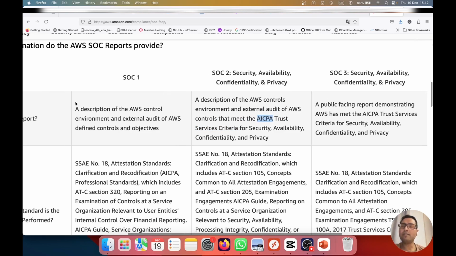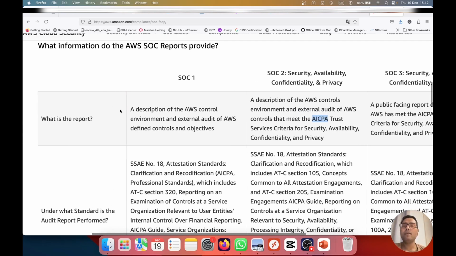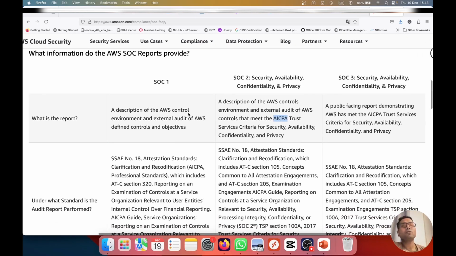But SOC 1 is an internal report, so we cannot share the SOC 1 report outside. It is written here as a description of the AWS control environment and external audit of AWS defined controls and objectives. See, AICPA trust service is not written, because they are not conducting the SOC 1 audit based on the AICPA trust service. It is a financial report. That is the reason. So remember: SOC 1 is financial, SOC 2 is security, CIA and privacy, SOC 3 is for the general public.